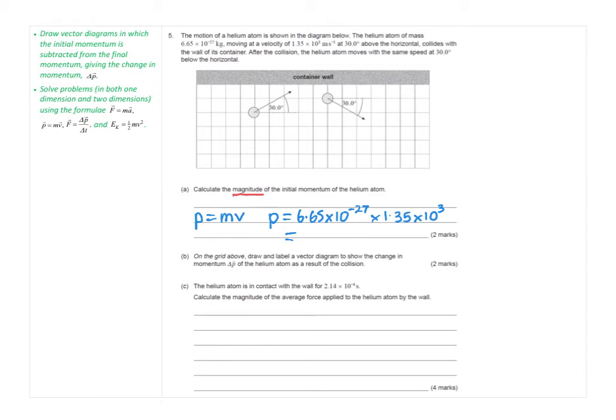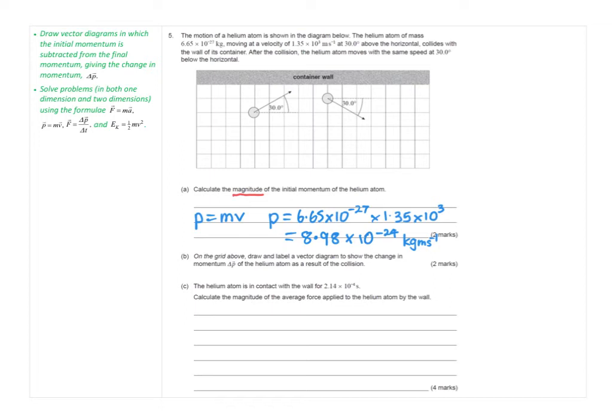8.9. How many significant figures have we got here? 3 significant figures. So we want 8 point, just checking my calculator here, 8.98 times 10 to the minus 24 kilograms meters per second. Just in case there's unit marks for that question, let's be safe and put them in. So hopefully that's pretty straightforward.